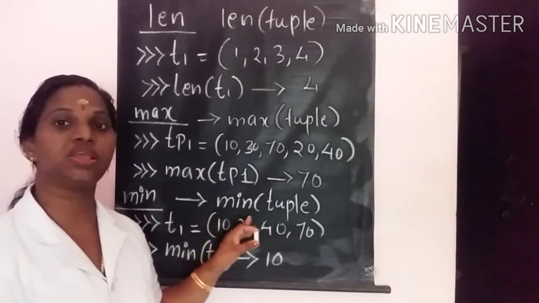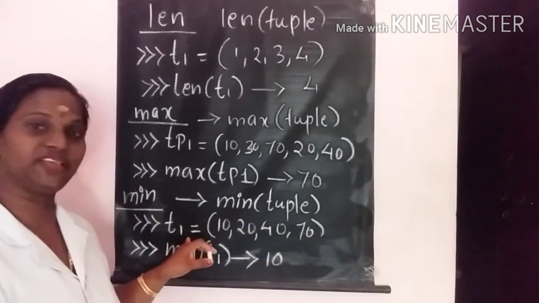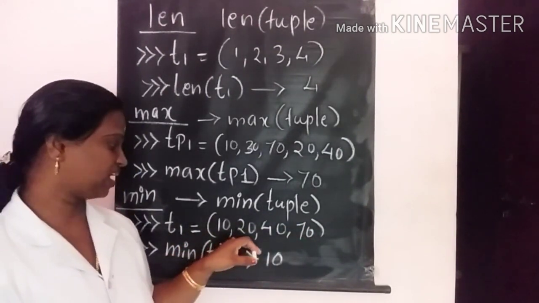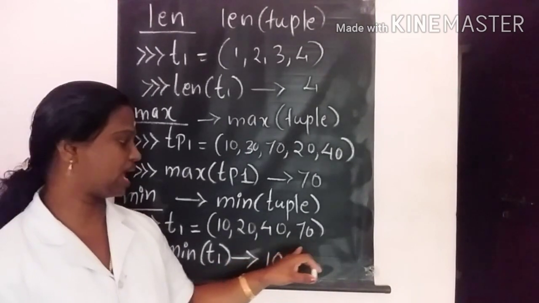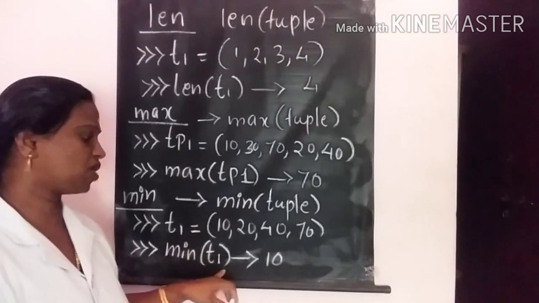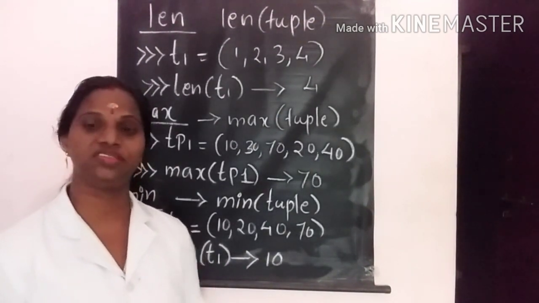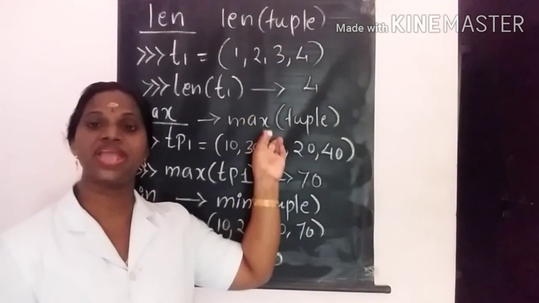The syntax is min of tuple. Here T1 is a tuple variable. It is assigned 10, 20, 40 and 70. The min of T1 will give 10. Clear? So these are the functions len, max and min.